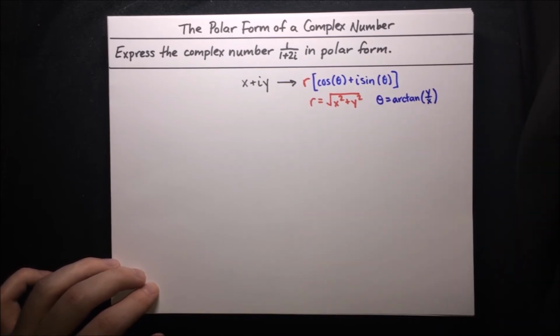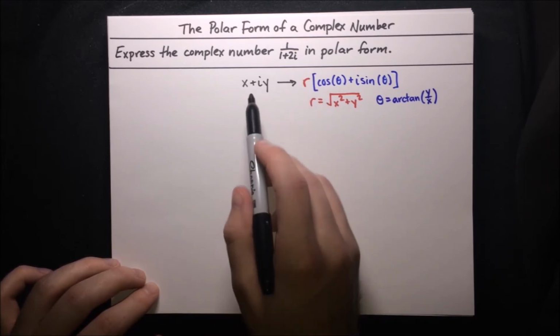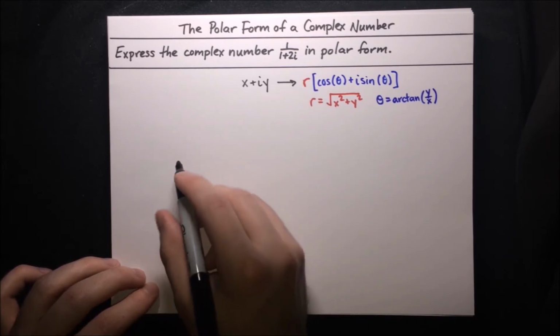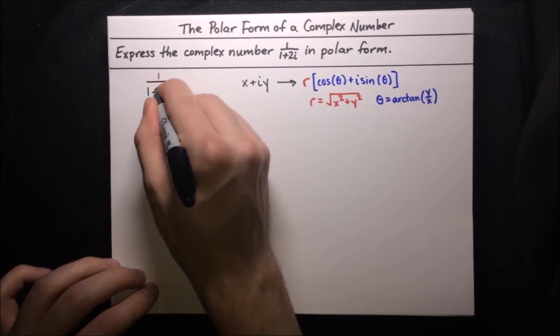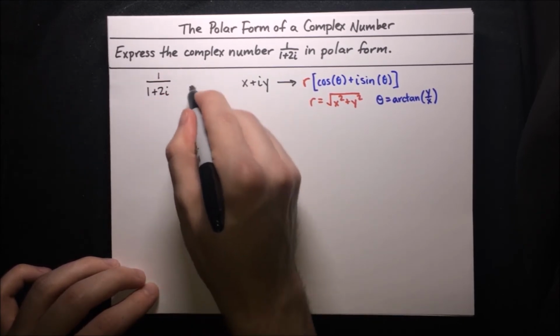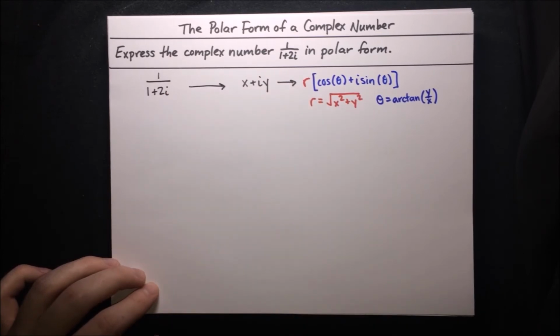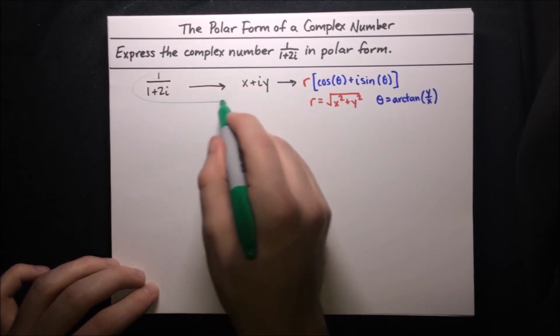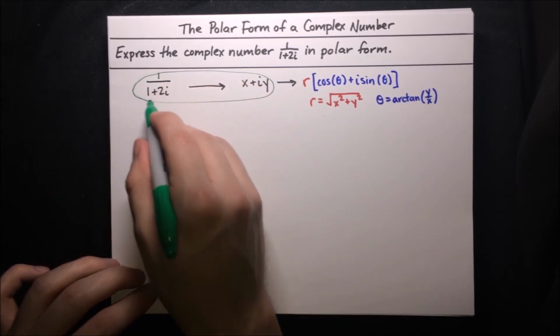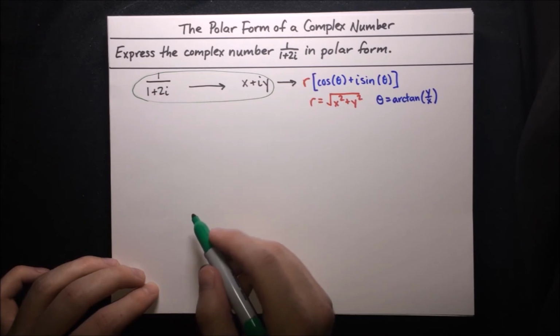But our issue here is that the number 1 over the quantity 1 plus 2i is not in the form x plus iy. So our first step really is we need to take that number 1 over 1 plus 2i and convert it into the form x plus iy. And then we can finally convert it to polar form. Okay, so first let's worry about converting our complex number into the form x plus iy. How should we do that?